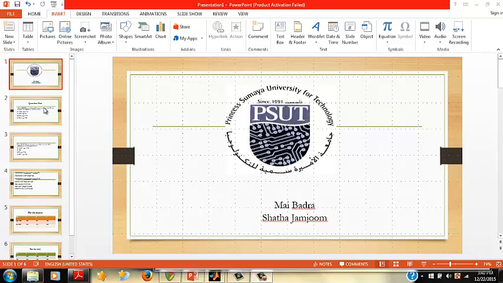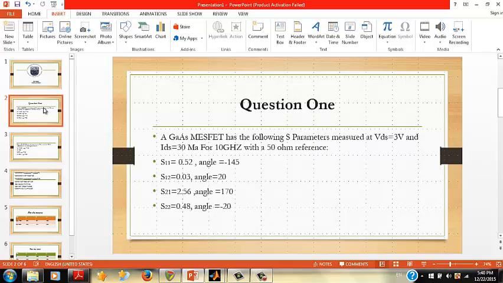Here we will solve two questions. The first one is that we have a gallium MOSFET with the following S parameters measured at VDS equal 3 volt and IDS equal 30 milliampere for 10 gigahertz with a 50 ohm system.